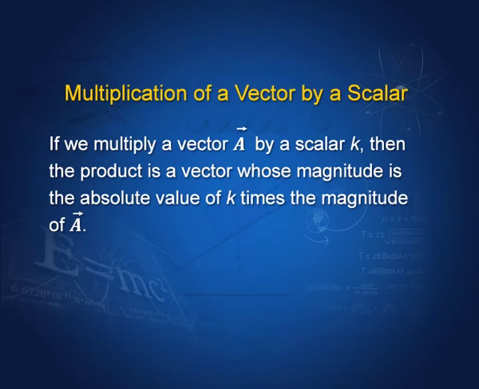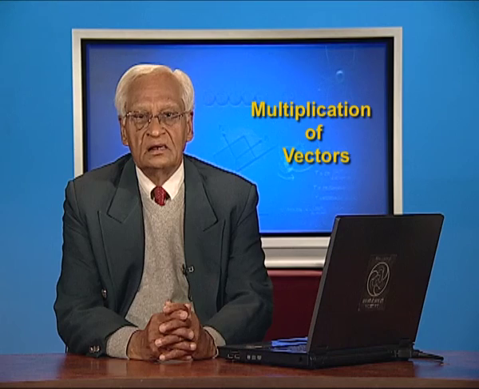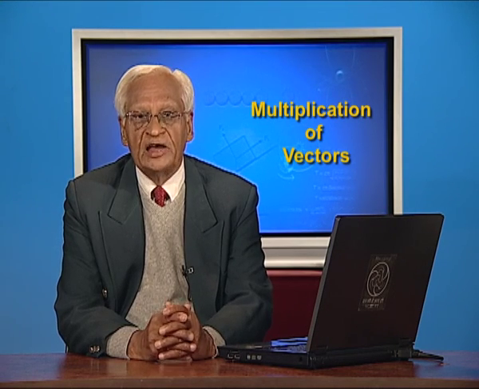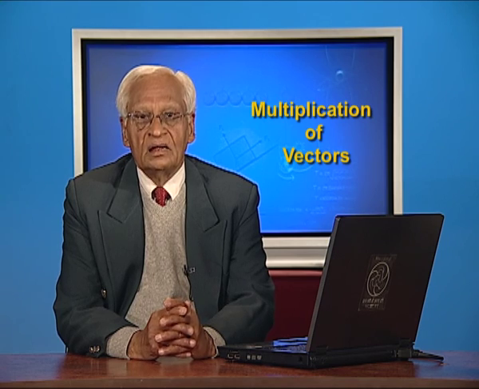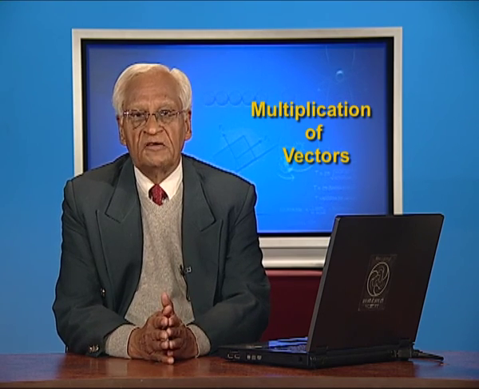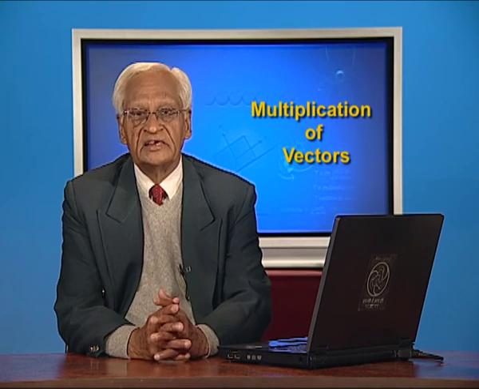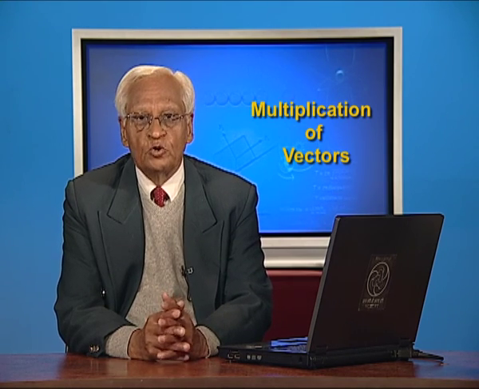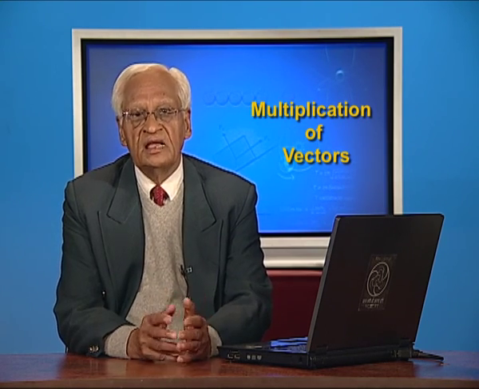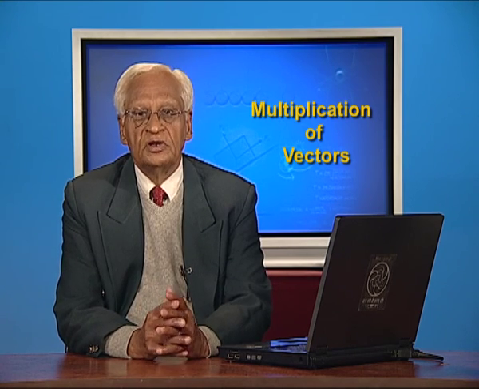If we multiply a vector A by a scalar k, then the product is a vector whose magnitude is the absolute value of k times the magnitude of vector A. You remember, when I say absolute value, I mean both negative and positive have been reduced to positive. That is, if k is minus 3, its absolute value is 3. If k is plus 3, even then its absolute value is 3.